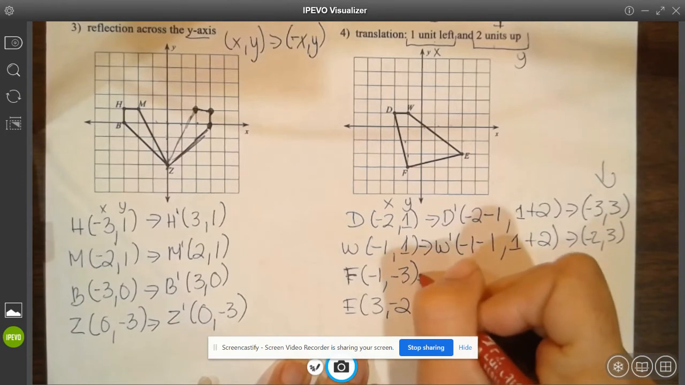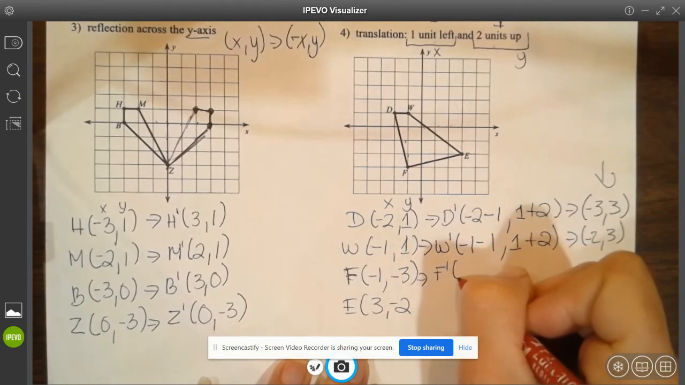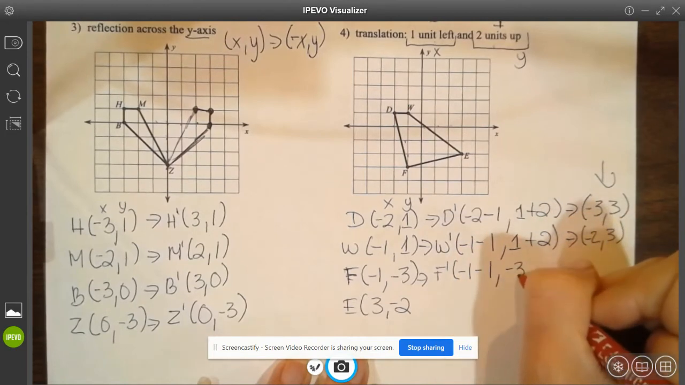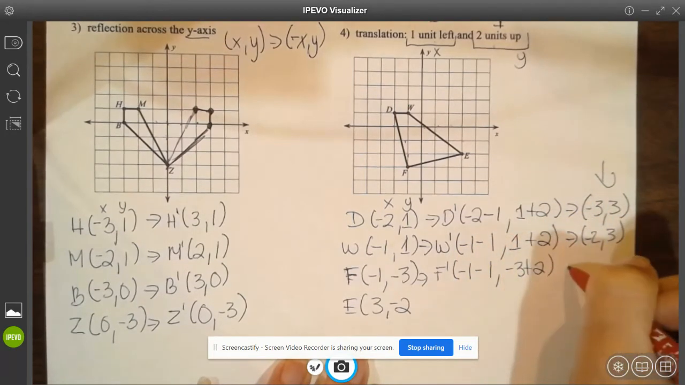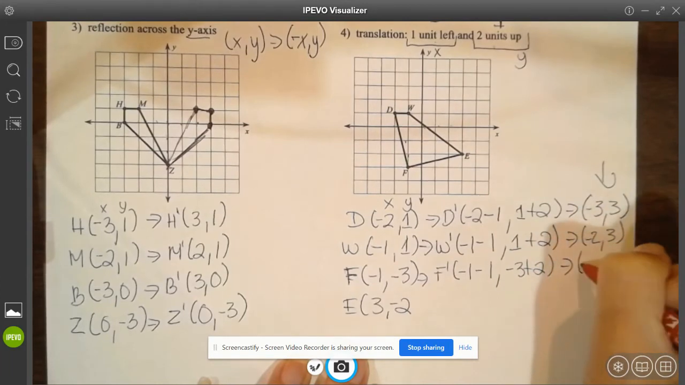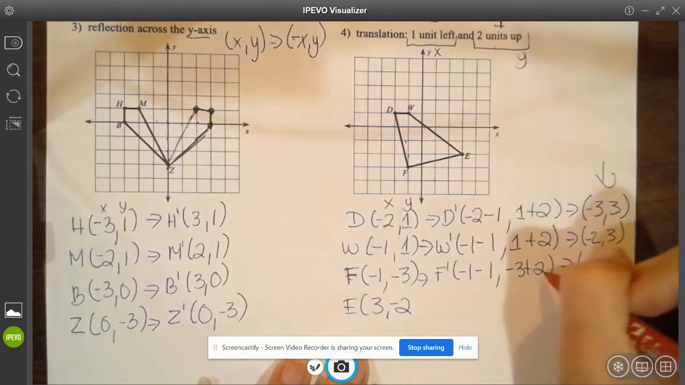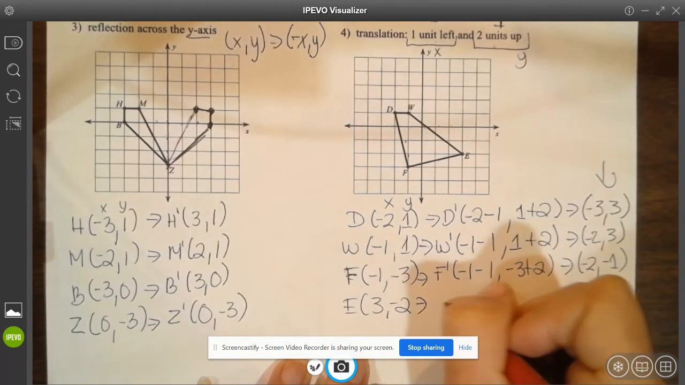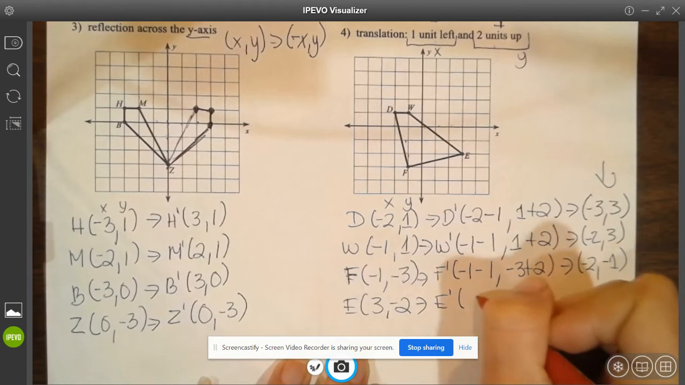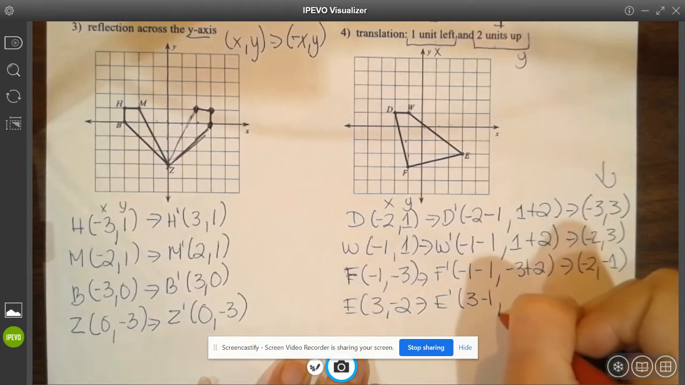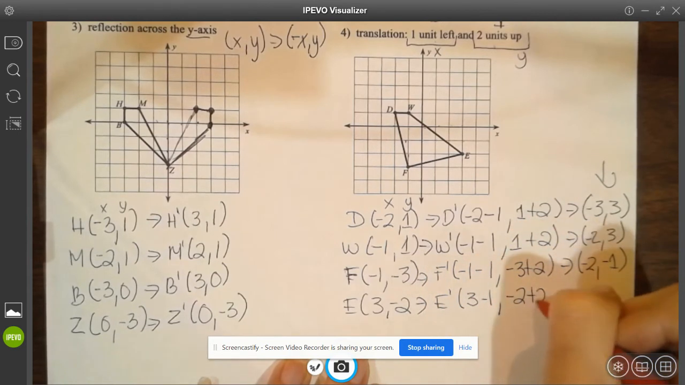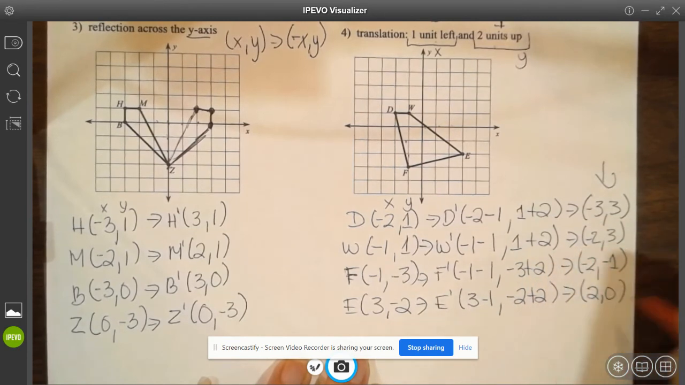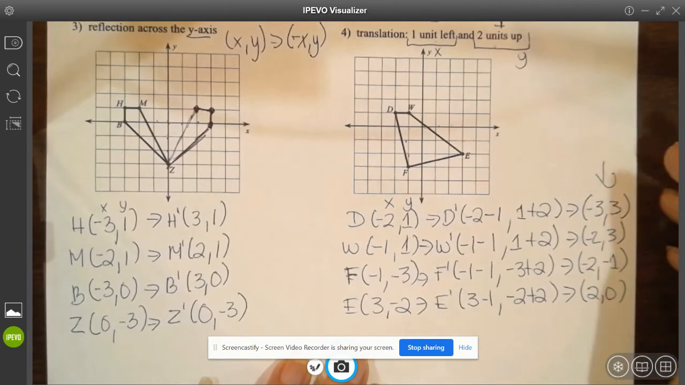All right, next one, F: -1 minus 1, my x, -3 plus 2, my y. My new point is (-2, -1). And then we have E, which is 3 minus 1, my x, and then -2 plus 2, which is 0, my y. That is (2, 0). And these are my points for my new image.